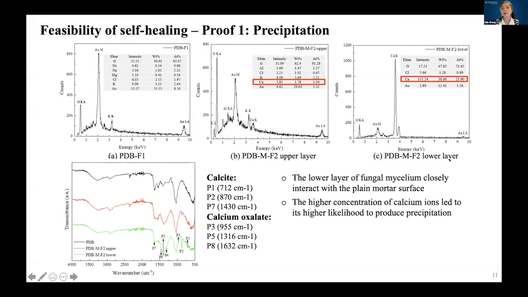For the mycelium from the lower layer, we can see a higher concentration of calcium. This is because the lower layer of fungi mycelium has a closer relationship with the plain Moda surface. They can closely interact with the Moda, and the Moda is one of the calcium sources for the precipitation. Then FTIR results confirmed the existence of calcite precipitation and calcium oxalate precipitation in the fungi mycelium fiber grown with the Moda.